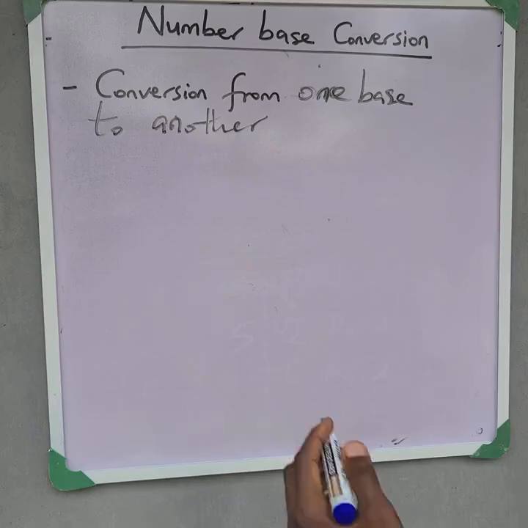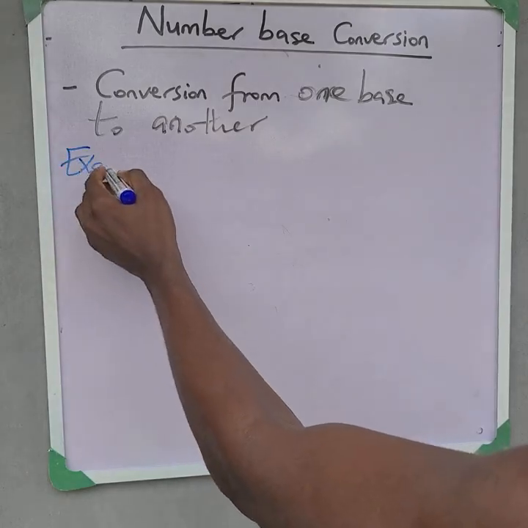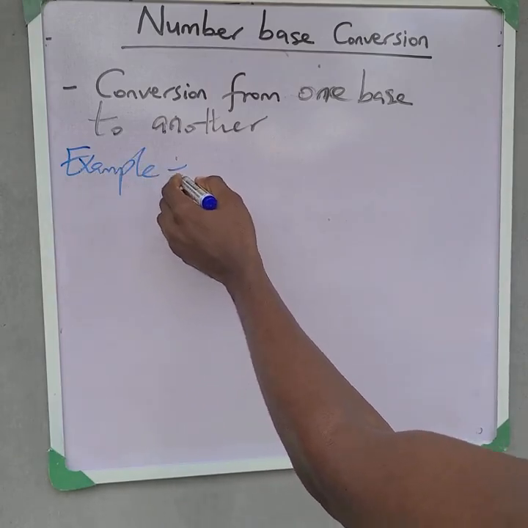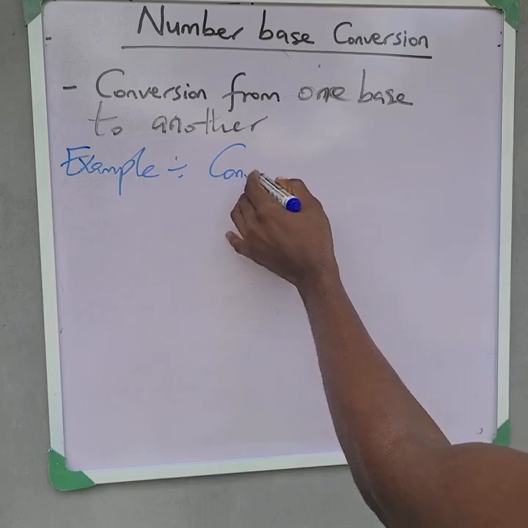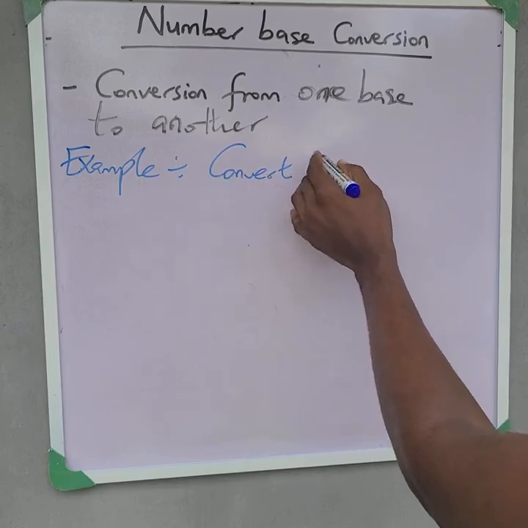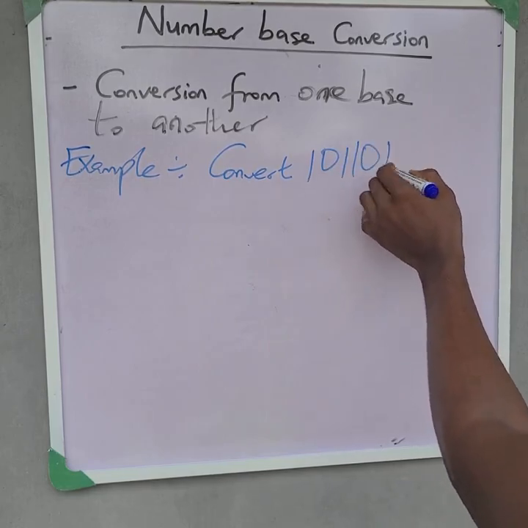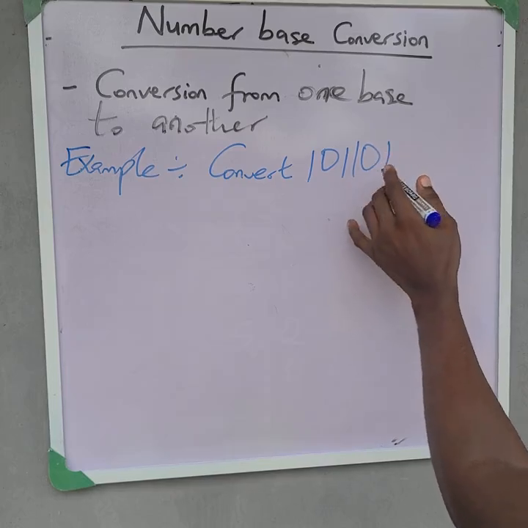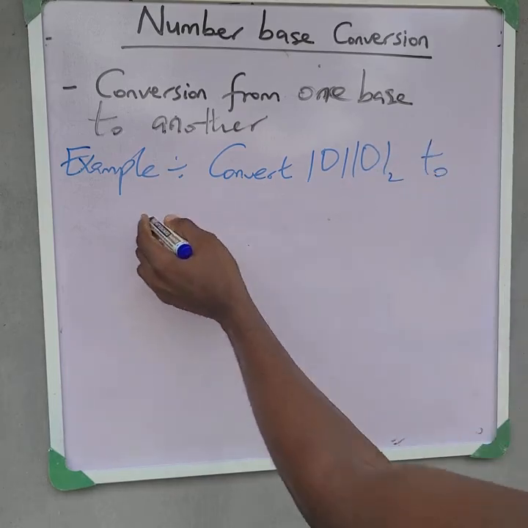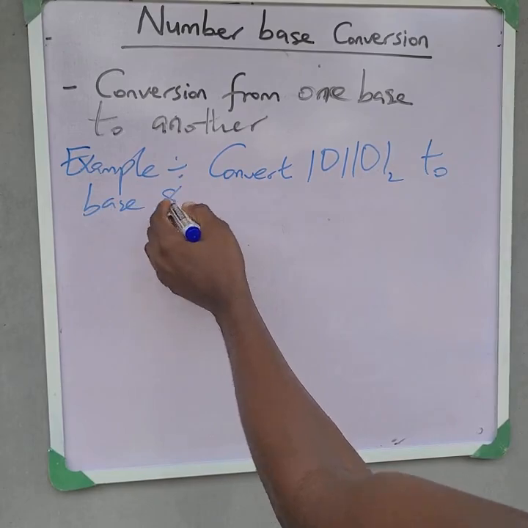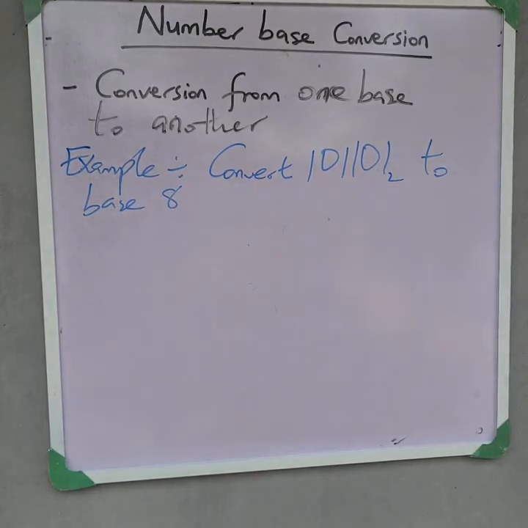Suppose we are asked to convert 101101 in base 2 to base 8. Now, how do we do this?